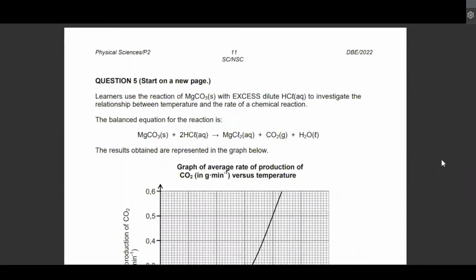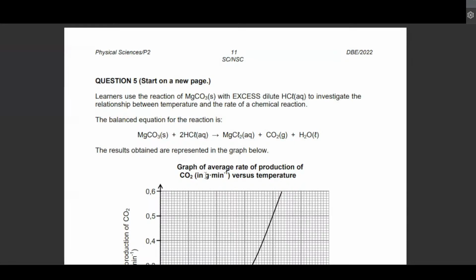So let's go to question 5. They're saying that learners use the reaction of magnesium carbonate with excess dilute hydrochloric acid to investigate the relationship between temperature and the rate of chemical reaction. The balanced equation for the reaction is magnesium carbonate plus hydrochloric acid giving you magnesium chloride plus carbon dioxide and water. The results obtained are presented in the graph below.